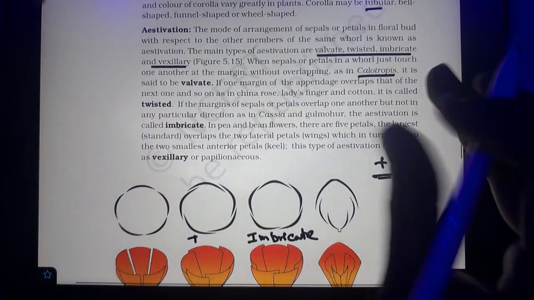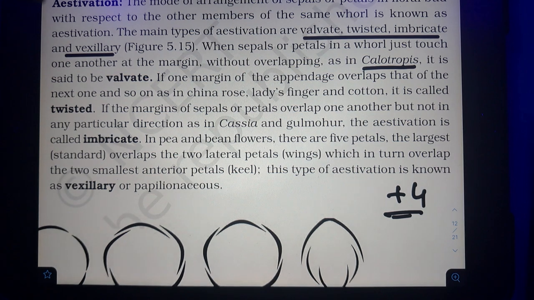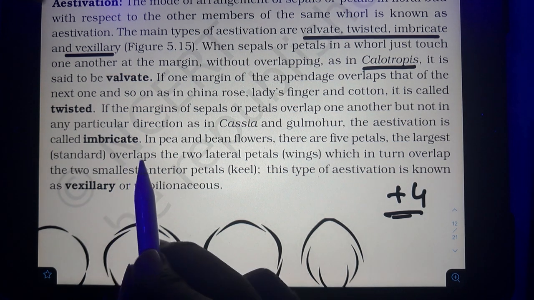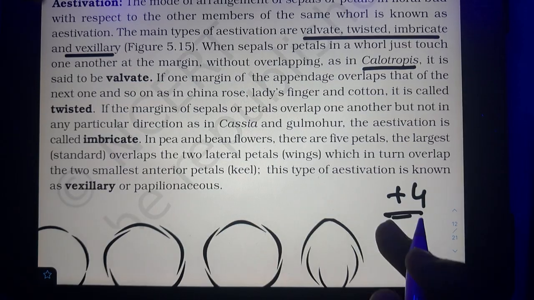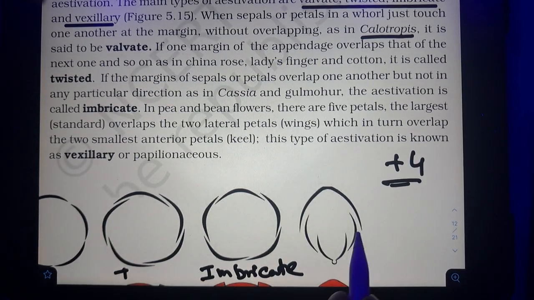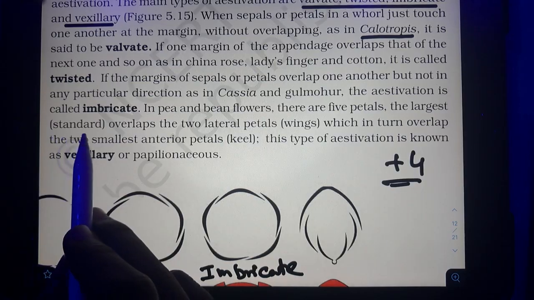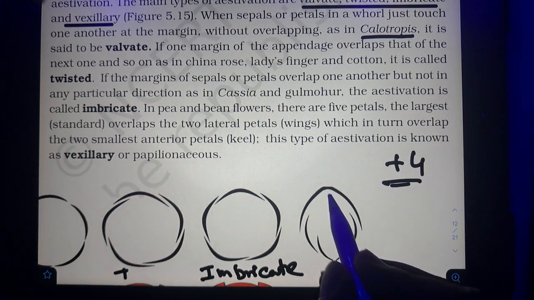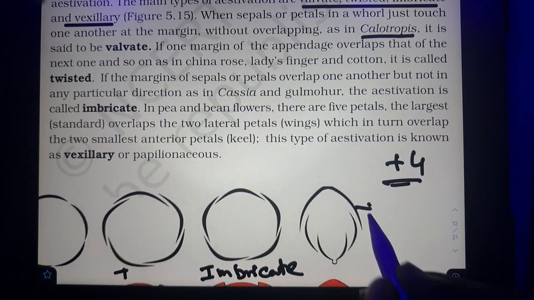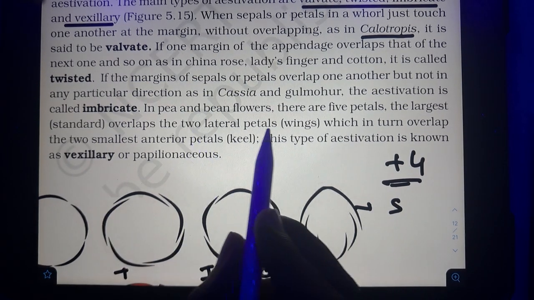Next, the most famous repeated one is vexillary. In pea and bean flowers, there are 5 petals. Here you can see the 5 petals: 1, 2, 3, 4, 5. The largest petal, known as the standard, overlaps the 2 lateral petals.